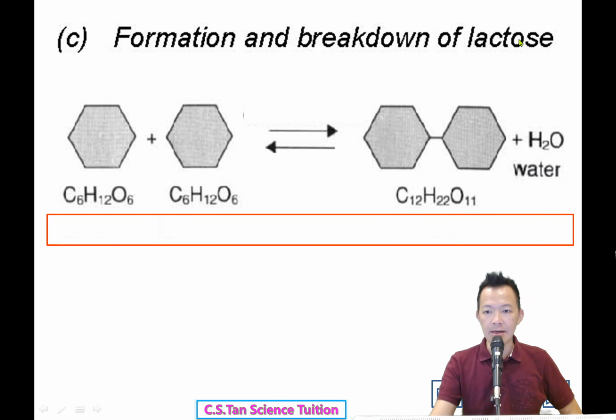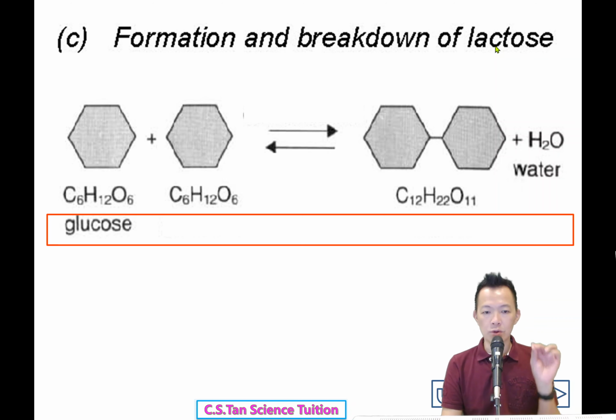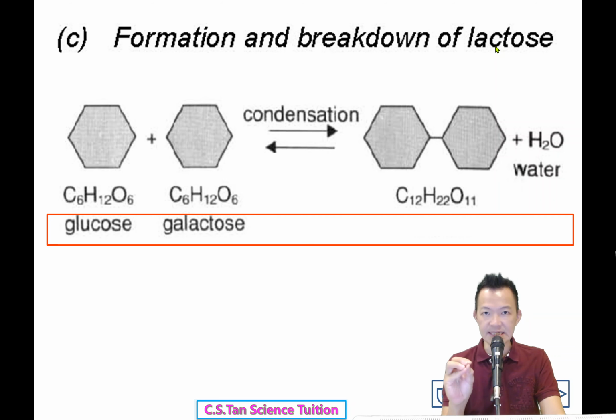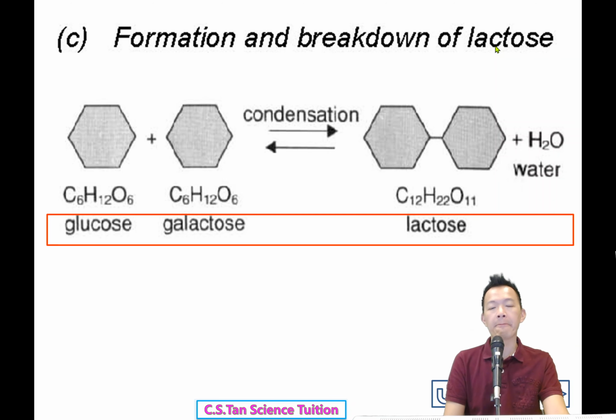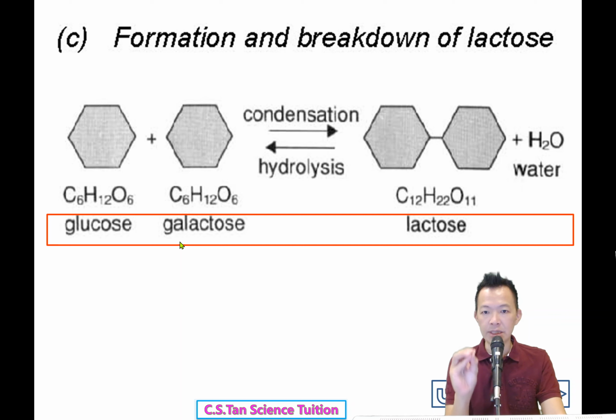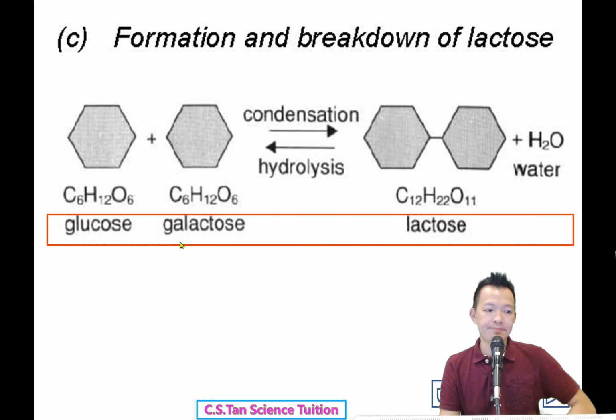Come again, lactose. Where does lactose come from? Galactose plus glucose. Glucose adds together with galactose. After the process called condensation, it becomes lactose plus water. And lactose with the addition of water will be hydrolyzed and become the simple sugars glucose and galactose. So this is the formation and the breakdown of disaccharide, okay?